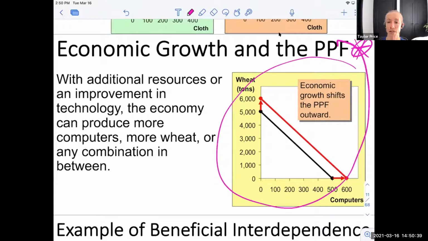So because of that, we used to be able to produce only 5,000 tons of wheat, but because of economic growth, we're now able to produce 6,000. And the same is true for computers as well. So it's not just international trade that can cause the production possibility frontier to allow us to get to points that are outside of the curve. It's also because of economic growth too.